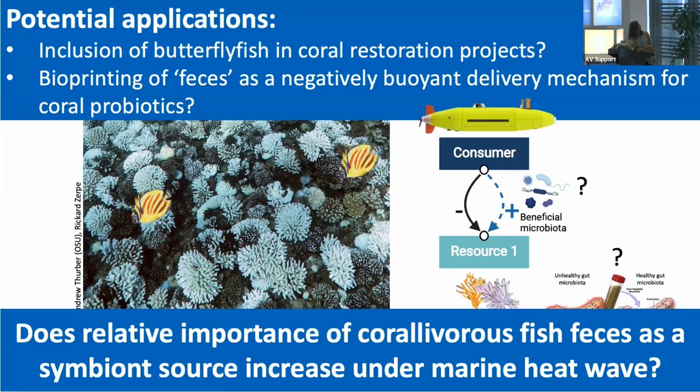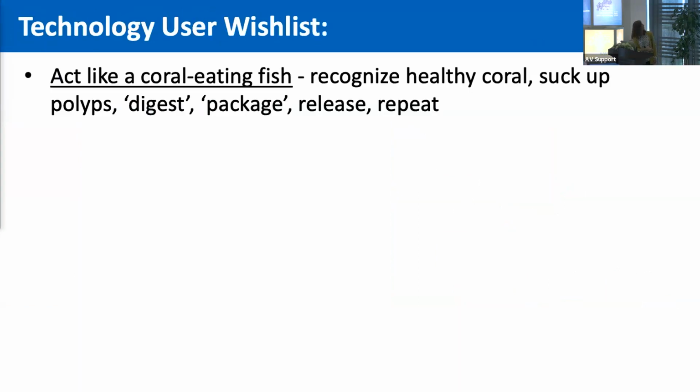And so just to sort of start wrapping up, biologically, we can think about coral-eating fishes and sort of an additional nuance to the role they might play on reefs and how we might use that maybe for some specific coral-eating fishes to try to bolster reef resilience to stress. And then we can think about whether we can potentially bioprint some sort of fecal material and use it as a negatively buoyant delivery mechanism for a coral probiotic using robots. And so this is my user wish list.